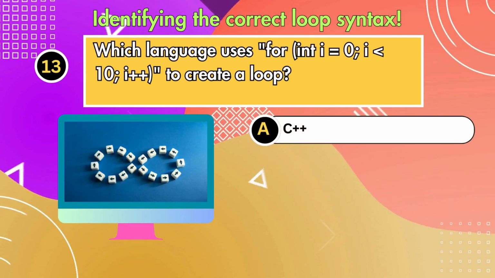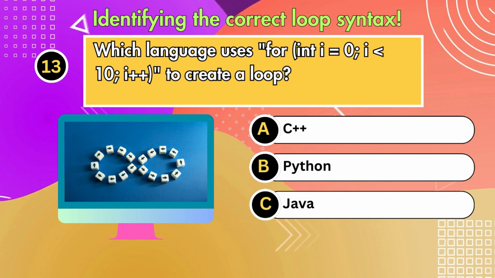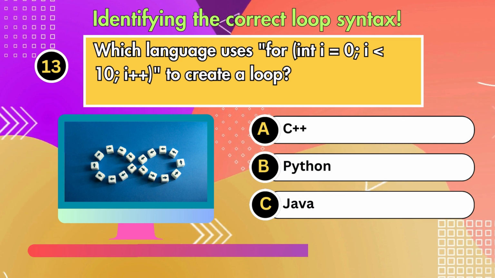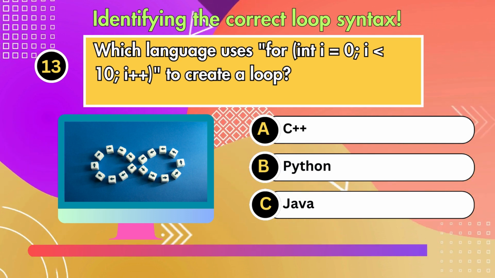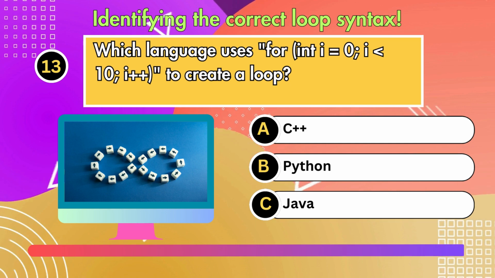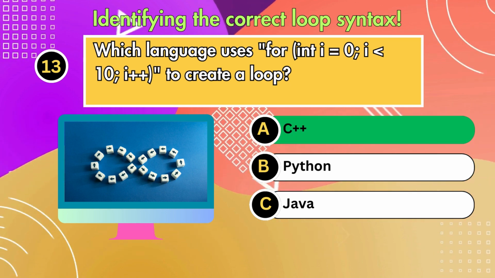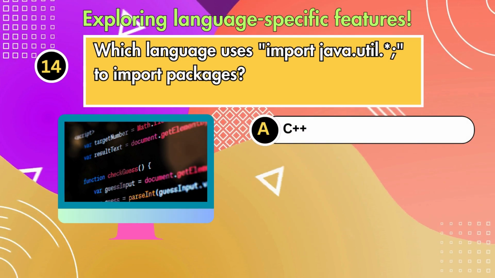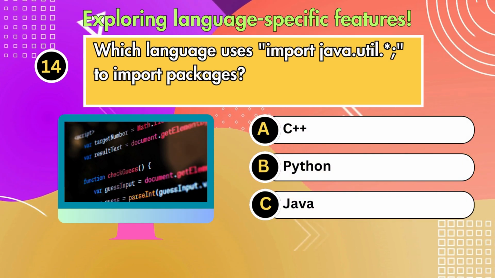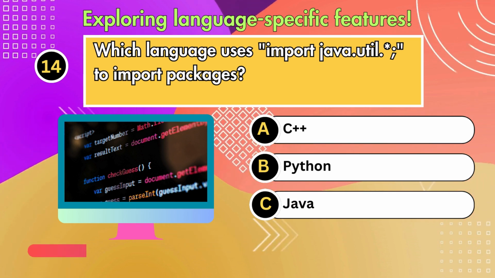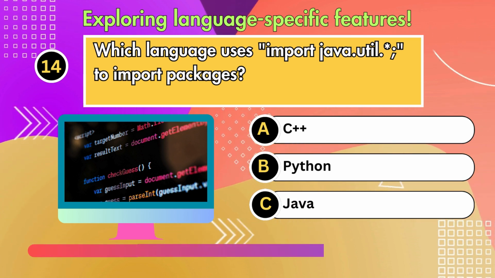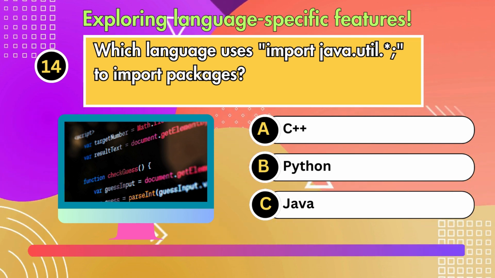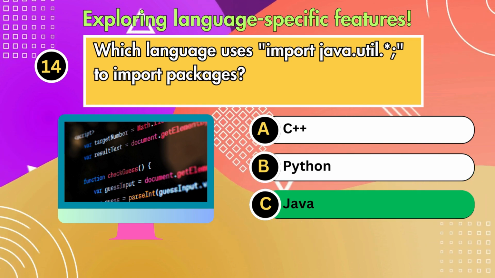Which language uses for (int i = 0; i < 10; i++) to create a loop? Answer is C++. Which language uses import java.util.* to import packages? Answer is Java.